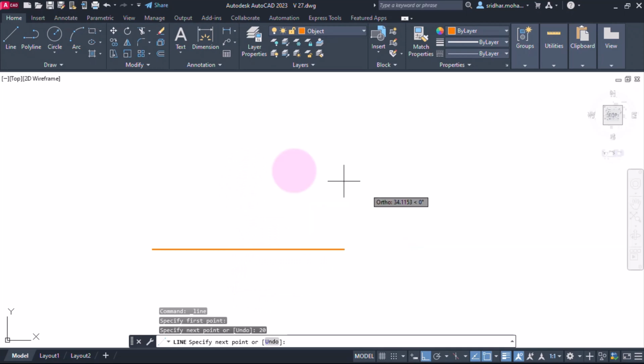Sometimes you feel difficulty moving the line. Sometimes the line moves like this, with an angle. So how can we avoid this angle? It's very simple. Just press the F8 function key, F8 ortho on. It means the cursor moves only in the 4 directions, that is 0 degree, 90 degree, 180 degree, 270 degree. The cursor moves at these 4 angles only. It means we get vertical and horizontal lines. That's it. So 20 is over.